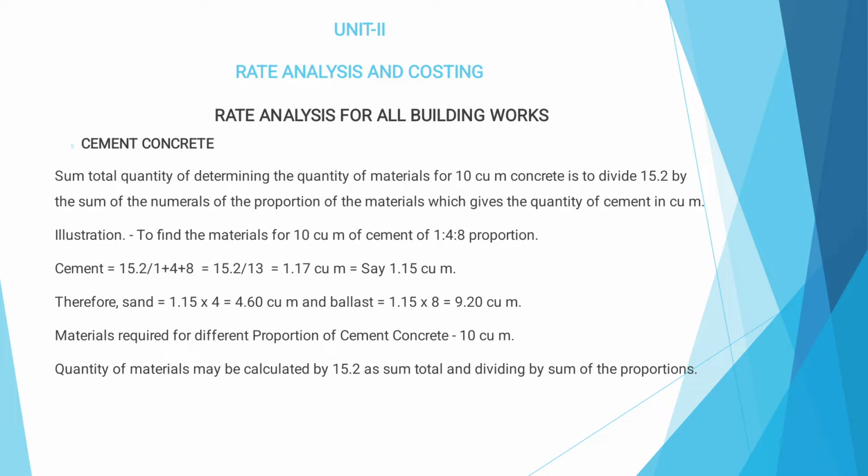Therefore, to find the materials for 10 cubic meter of cement concrete of 1:4:8 proportion, cement is equal to 15.2, the sum of the numerals, divided by the proportion 1:4:8, that is 15.2 divided by 1 plus 4 plus 8, which is 15.2 divided by 13. Therefore, we got 1.17 cubic meter. So, we take the rounded off value of 1.15 cubic meter.